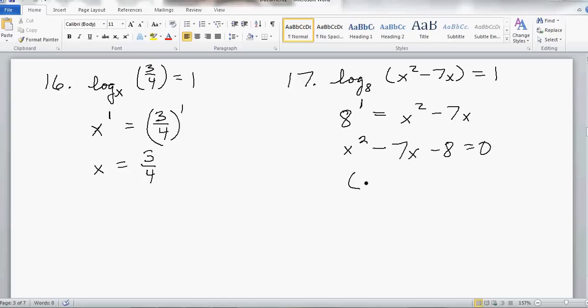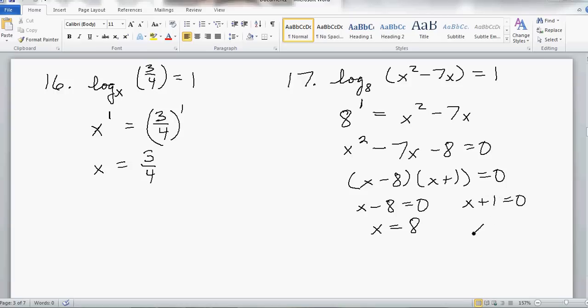So I'm going to factor this. This is x minus 8 times x plus 1 equaling 0, and then set each one of these equal to 0. X minus 8 equals 0, so x equals 8, or x plus 1 equals 0, or x equals negative 1. Now we do need to check here to make sure it's in the domain.